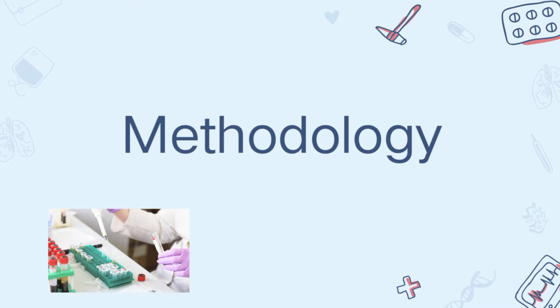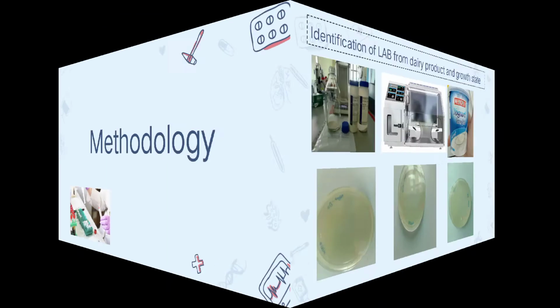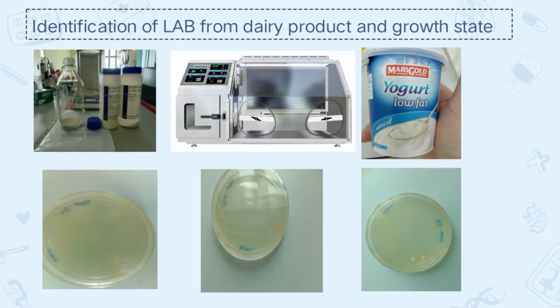Next is methodology. For the identification of lactic acid bacteria from dairy products and their growth state, lactic acid bacteria strains were isolated from commercial dairy products. So briefly, the dairy samples were homogenized and then serially diluted in sterile saline water. For the isolation of the bacteria, diluted samples were placed on LB broth and incubated anaerobically in an anaerobic chamber at 37 degrees Celsius for 48 hours.